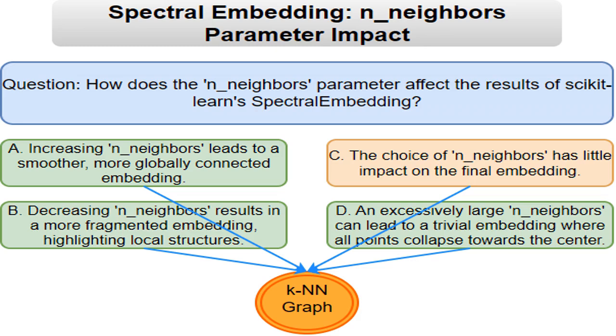Spectral embedding, with its n_neighbors parameter impact, is all about finding the best way to arrange our data points in a lower dimensional space while preserving their relationships. We use a graph to capture those relationships. A key decision in this method is choosing how many neighbors to consider for each data point. That is where n_neighbors comes into play. It impacts the final arrangement.